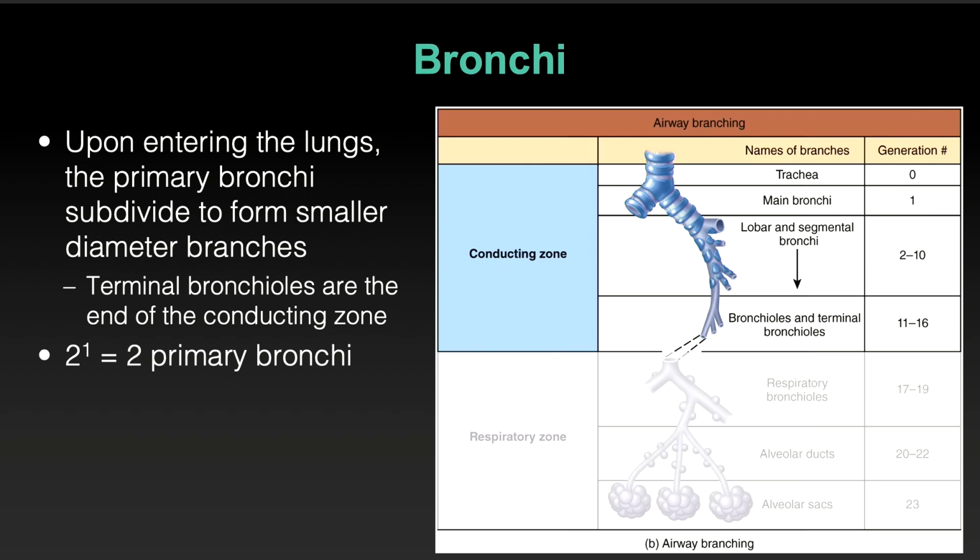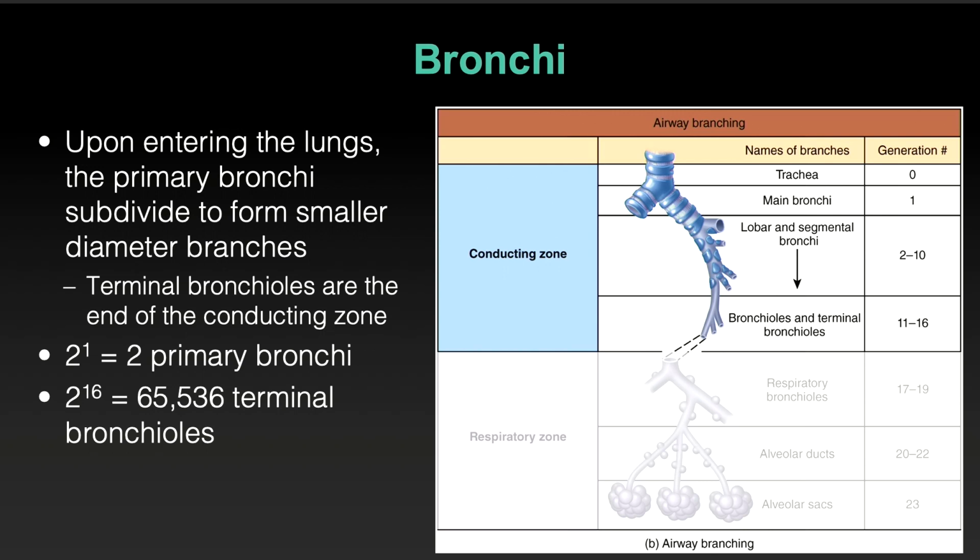As we reach the end of the conducting zone, there have been 16 divisions. Doesn't sound like very much. There've been 16 divisions and they each branch into 2 airways. That's what? 32. 2 to the power of 16 is 65,000 terminal bronchioles. Every airway divides into 2 branches.